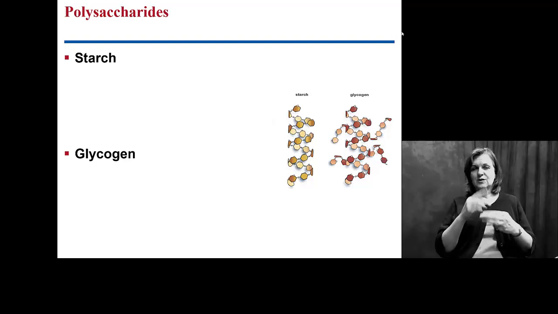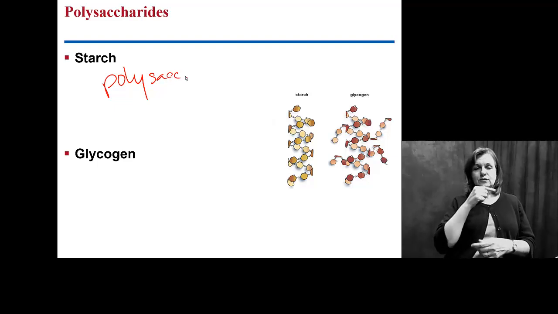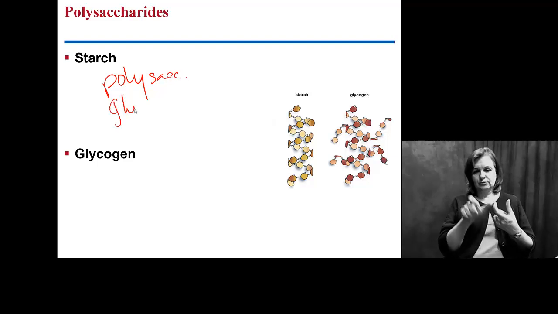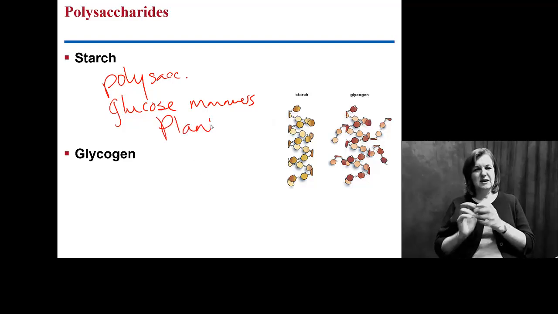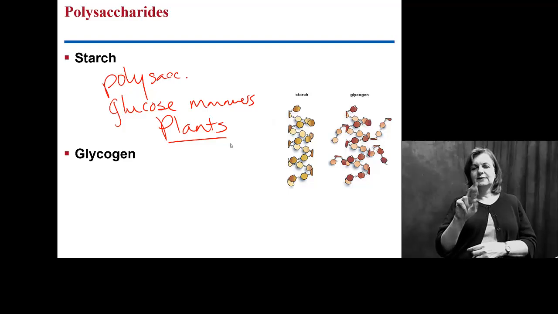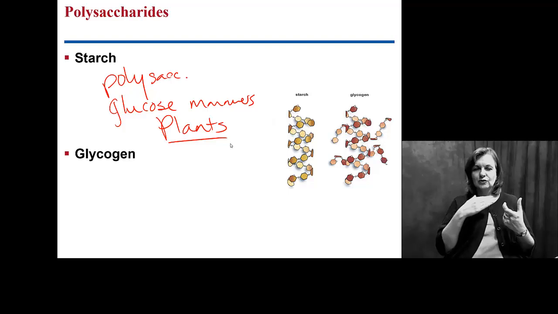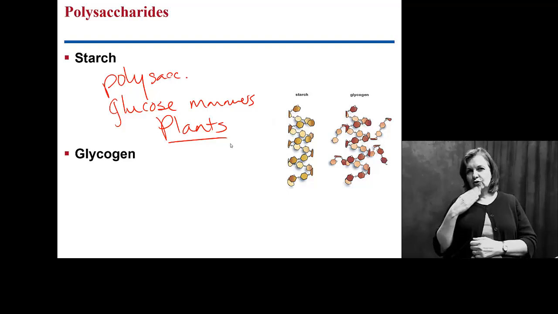So that starch molecule that I mentioned to you, it is a polysaccharide and made up of glucose monomers. And typically, like I said, we see it in plants. So when you talk about something being starchy, that's what we mean. It literally is a polysaccharide of sugar, complex for storage in plants.